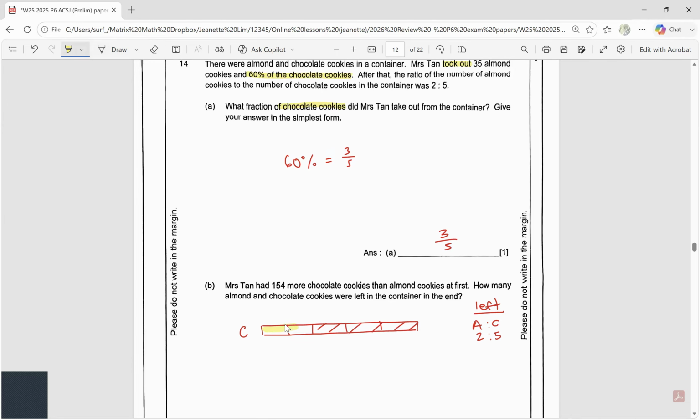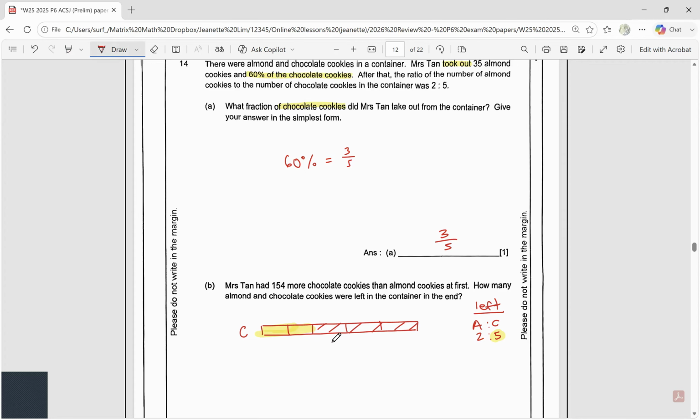Now, this 2 units here is actually supposed to be the same as this, the cookies left. So 2 and 5 common base is 10. I'll change this to 10. So I times 2. So to make it 10 units, I have this 5U, 5U. So 5U each. So for the number of almond cookies left, I'm supposed to have 4 units left according to this ratio here.